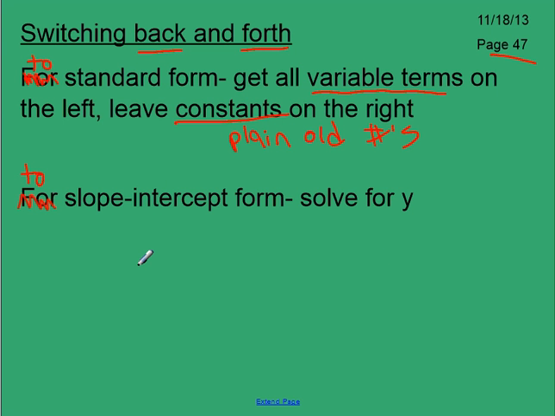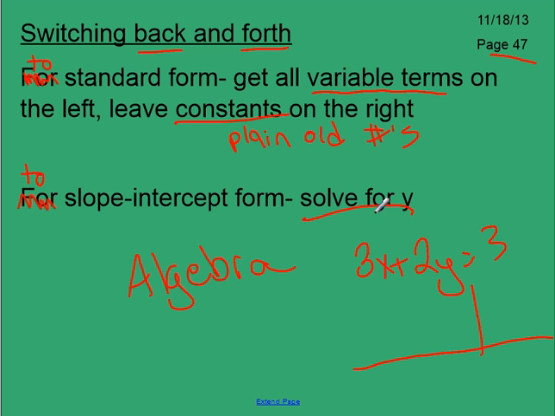If you want to change something to slope-intercept form, you guys have done this. You did it on the quiz you took last week. All you have to do is solve for y. And in order to do all of these things, you're going to have to use algebra, and you're going to have to use, for example, that balance that lets us move things from one side of the equation to the other.